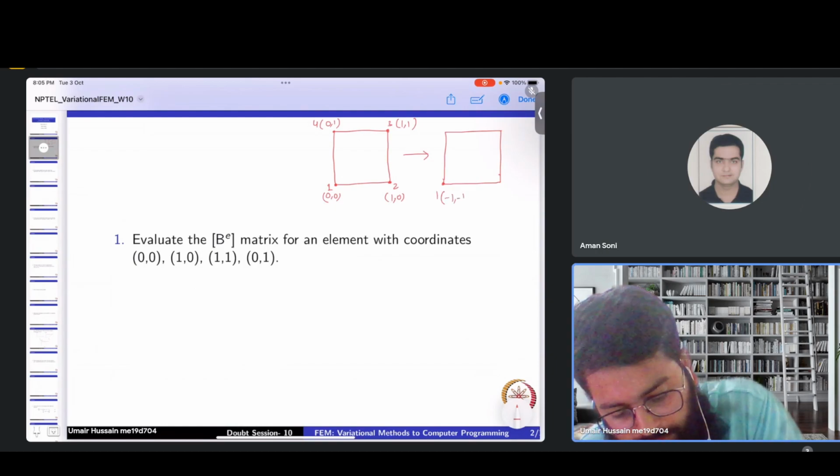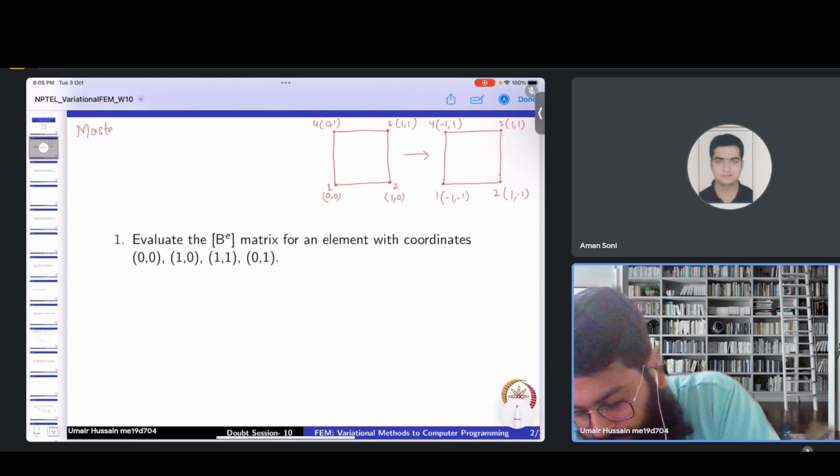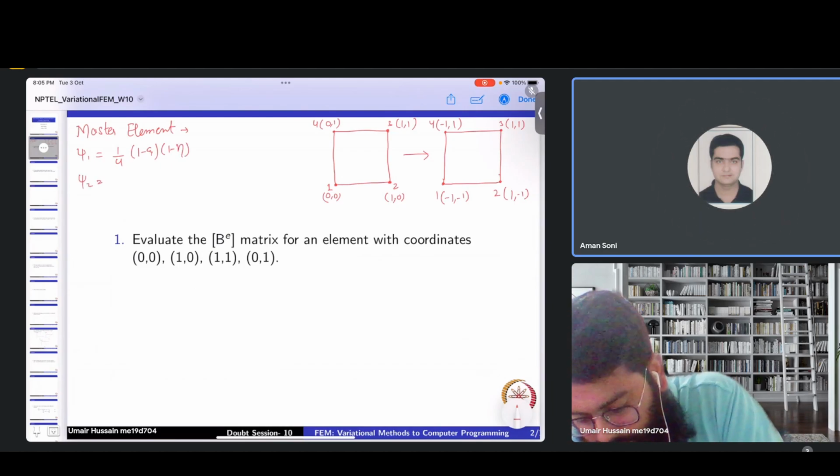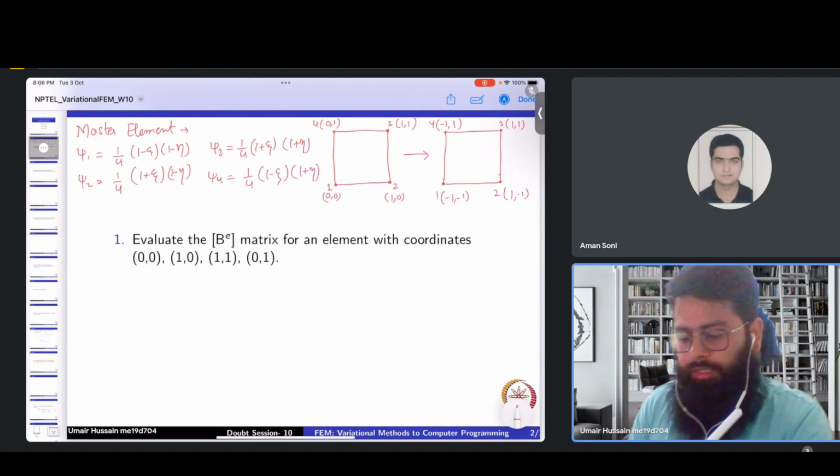Where we have these coordinates. So for this master element, we know directly now N1 equals 1 by 4 times (1 minus xi)(1 minus eta). I think these are the shape functions.